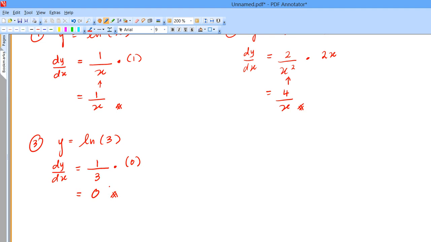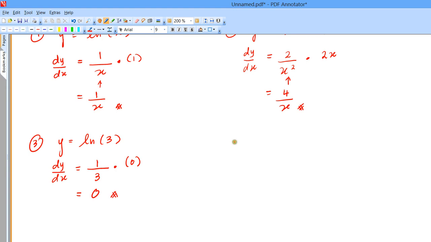Actually y equal to ln 3, ln 3 actually is a constant. You can find the value of ln 3 using calculator. So based on the basic technique of differentiation, differentiate constant equal to 0, so differentiate ln 3 actually equal to 0.